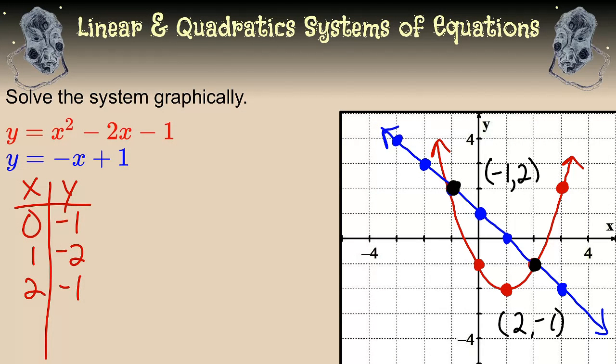Questions on graphing that system? We're going to take that same system now and we're going to solve it algebraically. And hopefully we're going to see that our two solutions, when we solve it algebraically, are the same as we found graphically. Otherwise, something went really, really wrong.